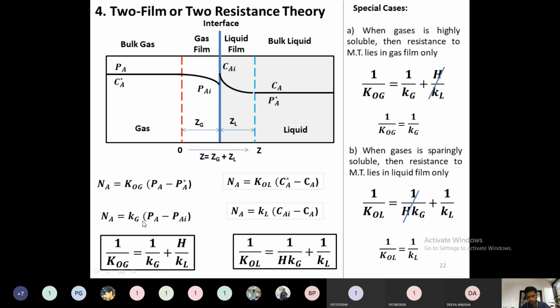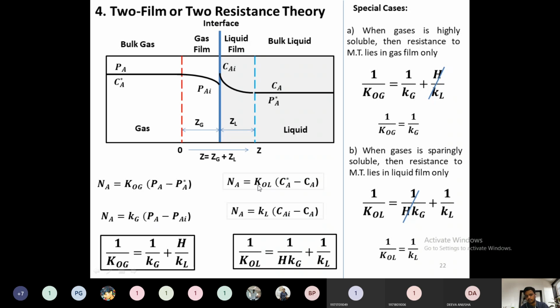So the flux equations are the same, but up to the single layer. This is for the gas layer. This is for the liquid layer. You can see Kg is the individual mass transfer coefficient. Now the pressures are varying from PA to only PAI, up to this region only. Similarly for the liquid phase, the concentrations are varying up to this region only, CAI to CA. Okay, this is the individual liquid phase mass transfer coefficient.